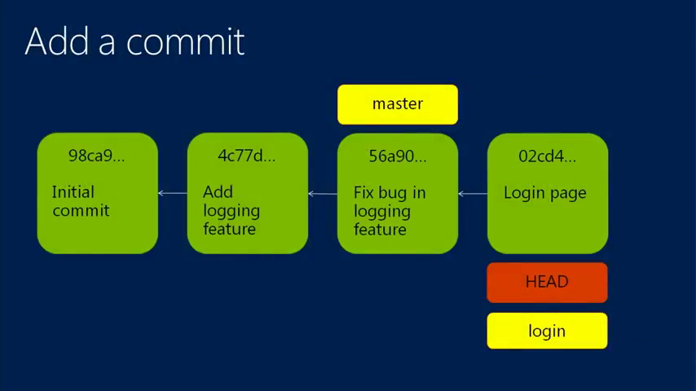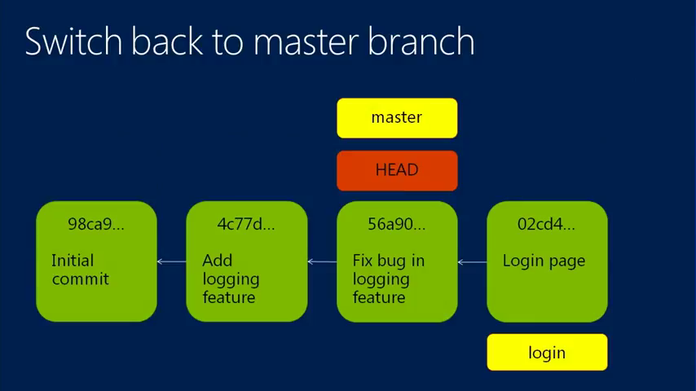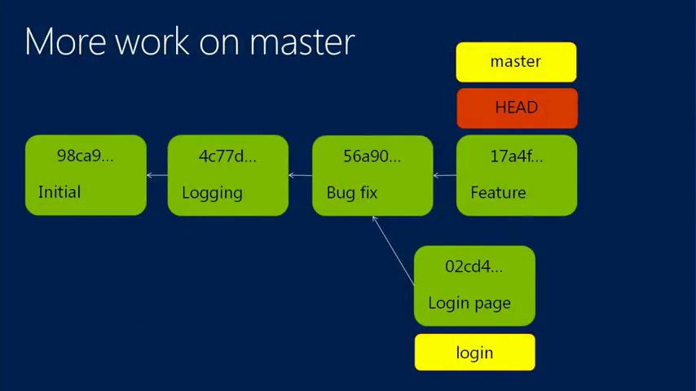So we write some code, we check it in, and so the head moves along with the login branch. Okay? Now let's say we switch back to the master branch, because there was some feature that we needed to add to the master branch. Okay? So we haven't affected the code that we were writing for our login page, but what we've done is switch back to our master, added some more code, and we've now got this divergence, this tree structure starting to build out. Okay? And at some point we're going to want to merge this back in.